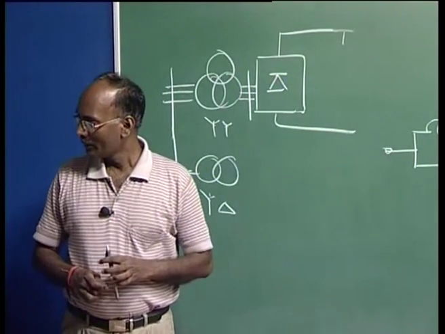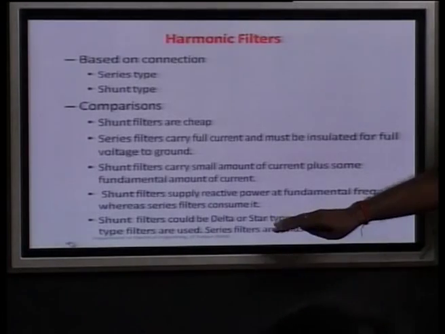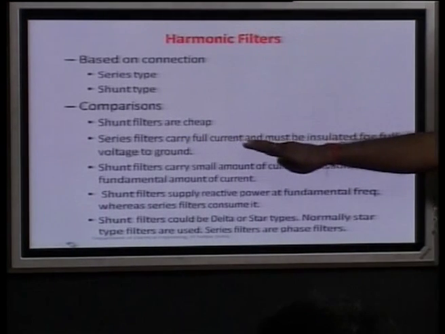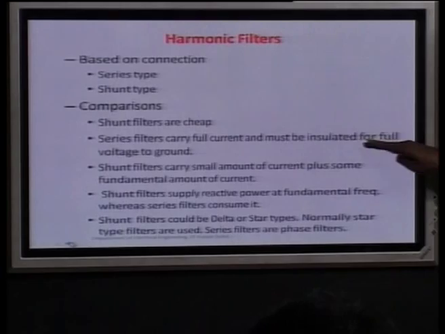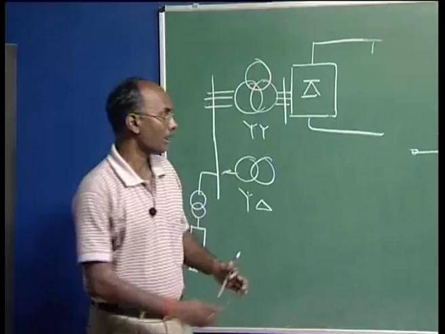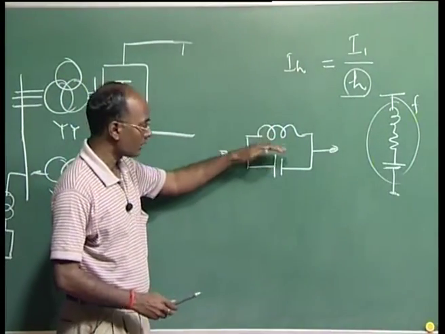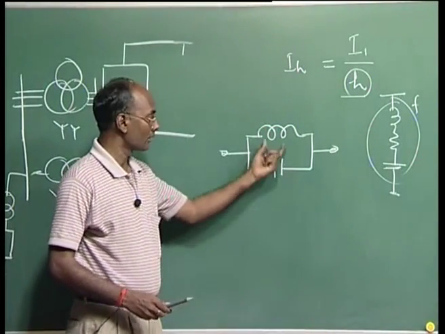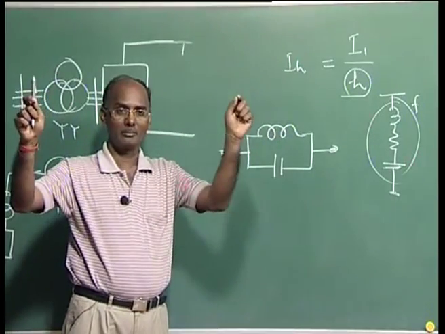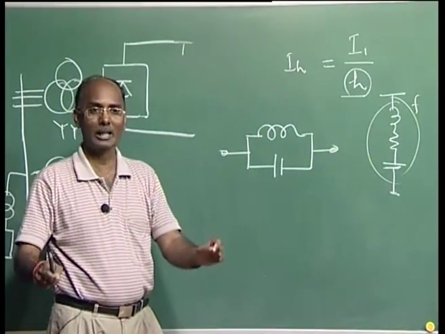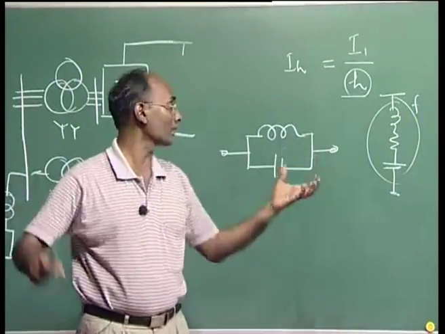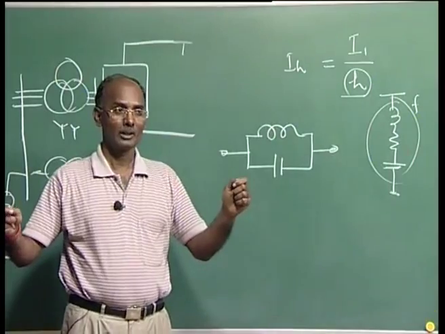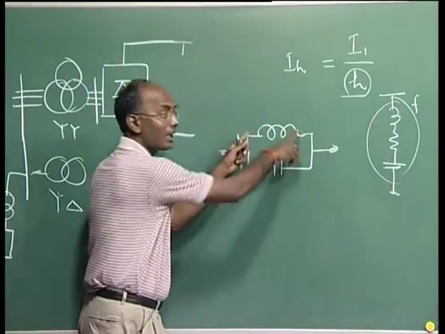The reason is already written here: the series filters carry full current and must be insulated for full voltage to the ground, because if you are putting it in the line, this inductance must be properly insulated from the ground. This inductor is not hanging in the air, mind it. The inductor will be on the ground, because the wire cannot sustain it. This inductor, just like an air core transformer, is a huge inductor. So it will be on the ground, and we just make the connection here.